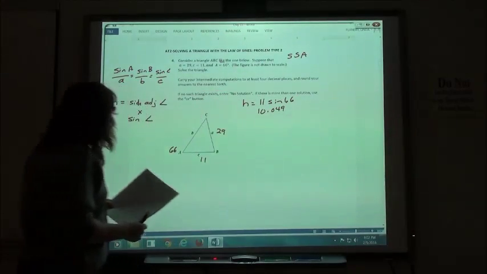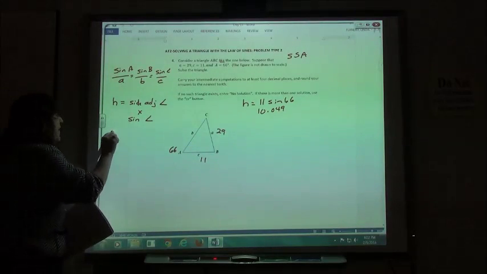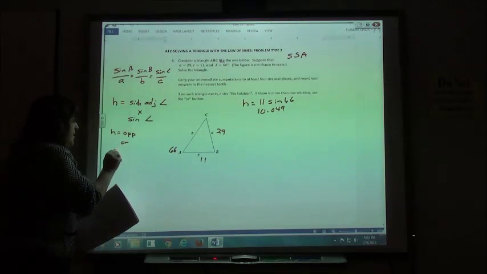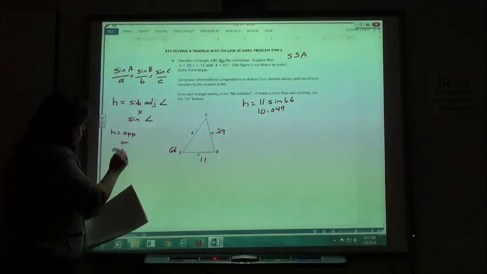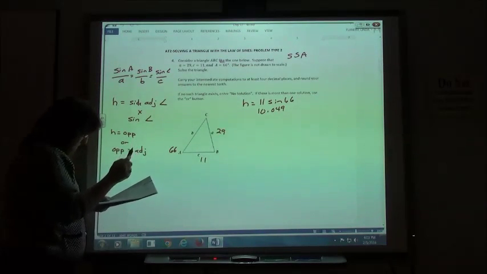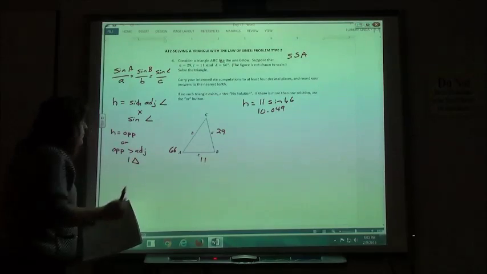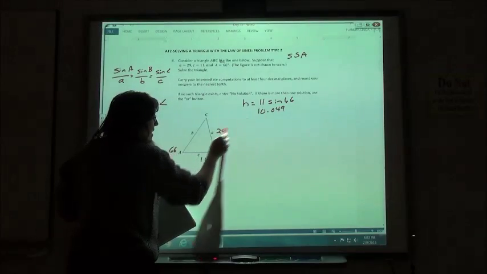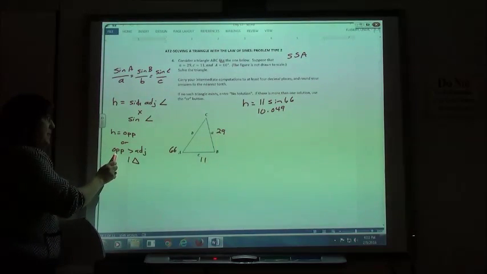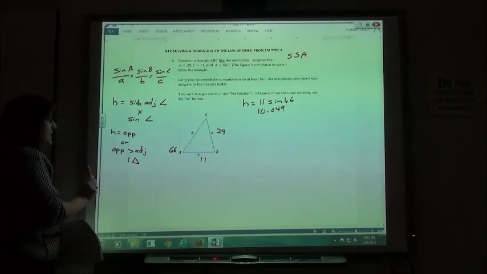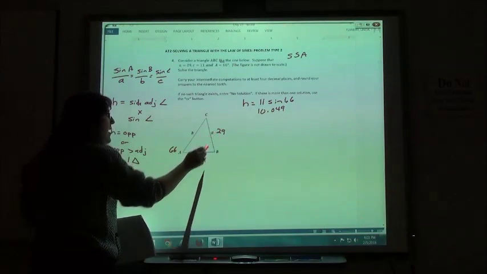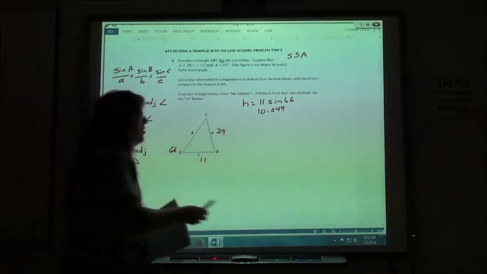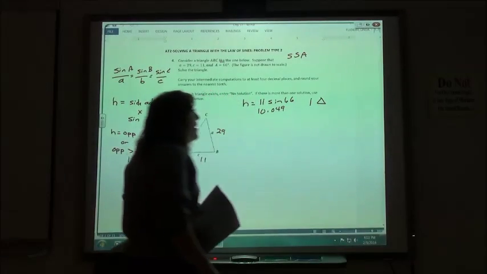So now what I'm going to do to check is I'm going to say, okay, if H is equal to the opposite side, or the opposite side is greater than my adjacent side, I'm going to have one triangle. So in this case, H isn't equal to the opposite side. It's not 29. Is my opposite side greater than my adjacent side? Well, my opposite side is 29. It is greater than my adjacent side. So on this one, I'm going to only end up with one triangle. I'm going to put my little note there.